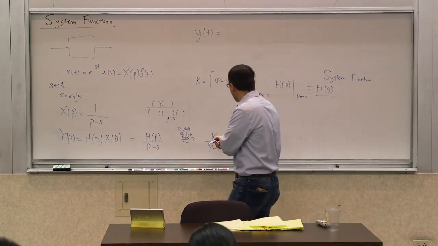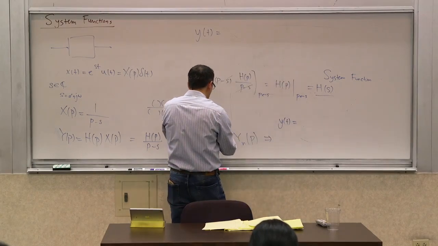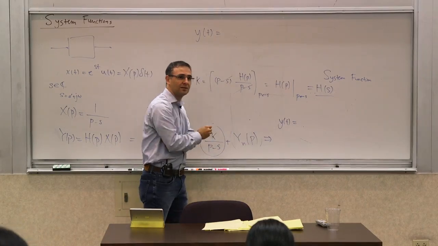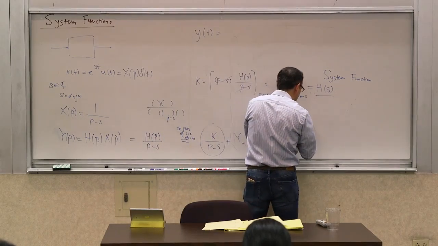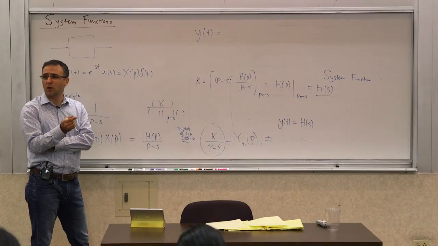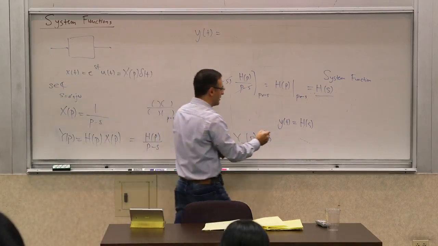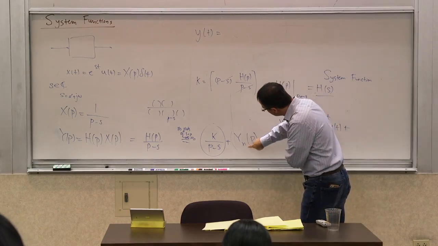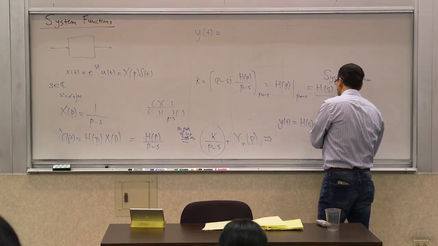Why is this important? Because now if I look at the response of this, what is y of t? y of t is going to be this operating on a delta, plus this operating on a delta. What is this operating on a delta? Well, I know k is h of s. And then what is the response of a system with an operator 1 over p minus s? e to the st u of t, plus whatever this is operating on delta of t, which I show with lowercase y sub n of t.